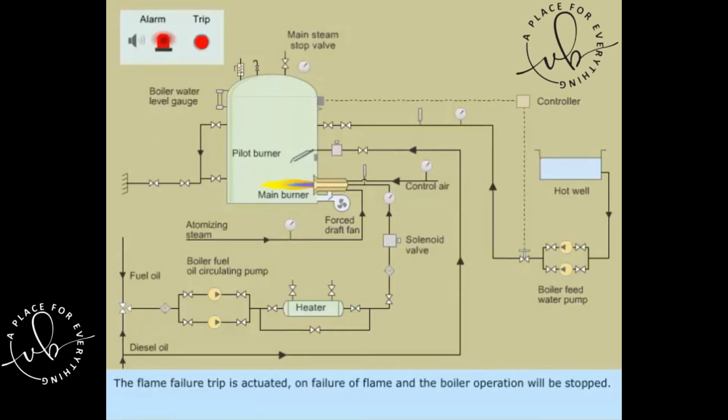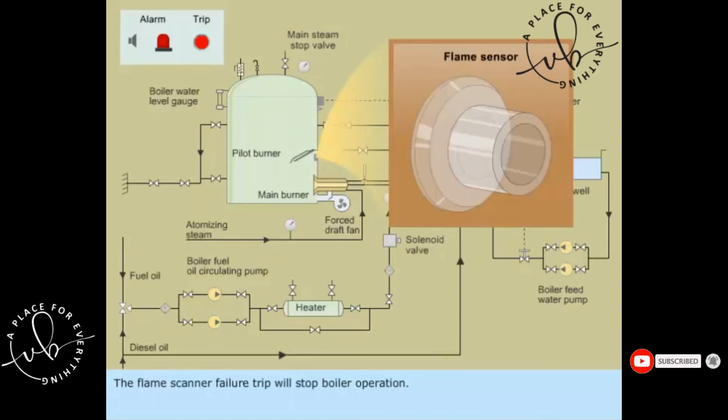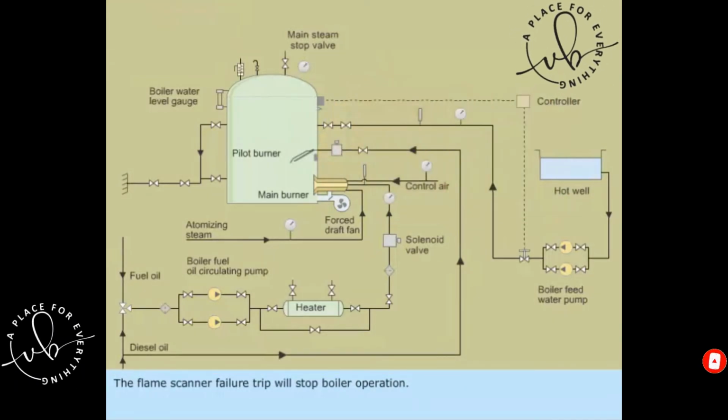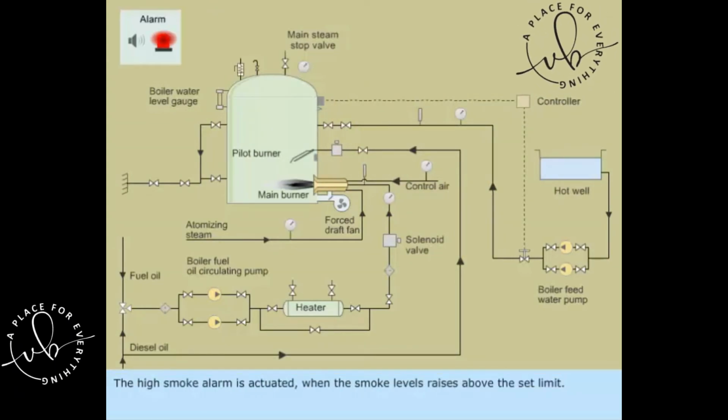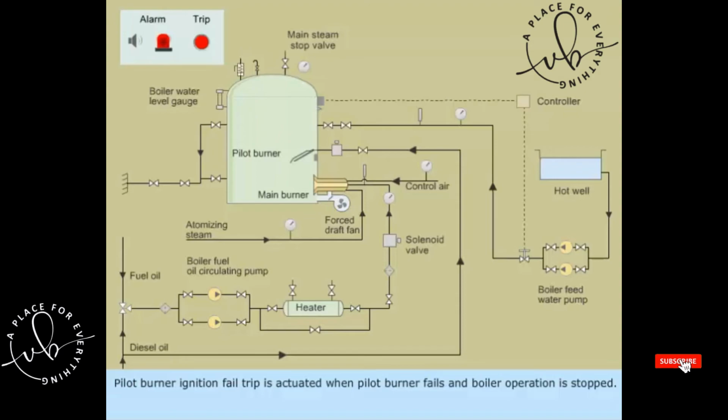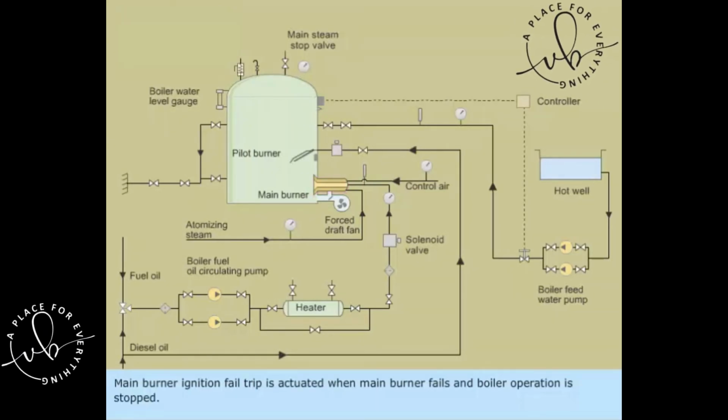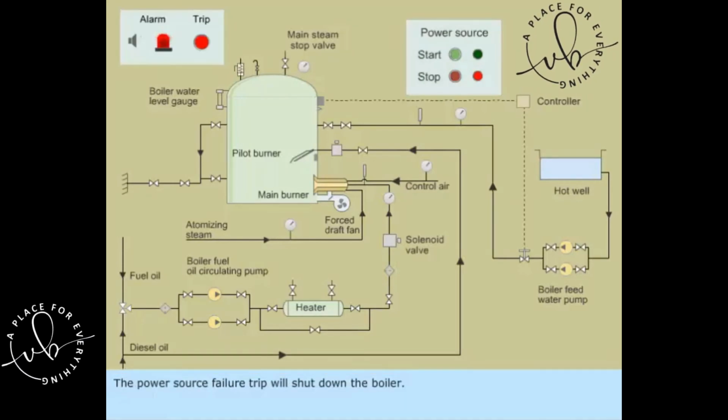The flame failure trip is actuated on failure of flame, and the boiler operation will be stopped. The flame scanner failure trip will stop boiler operation. The high smoke alarm is actuated when the smoke levels rise above the set limit. Pilot burner ignition fail trip is actuated when pilot burner fails and boiler operation is stopped. Main burner ignition fail trip is actuated when main burner fails and boiler operation is stopped. The power source failure trip will shut down the boiler.